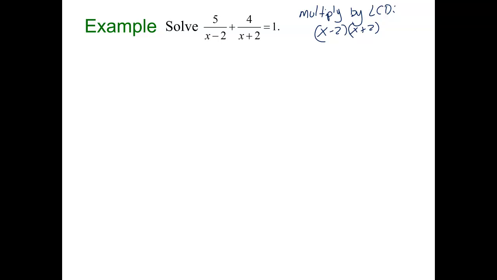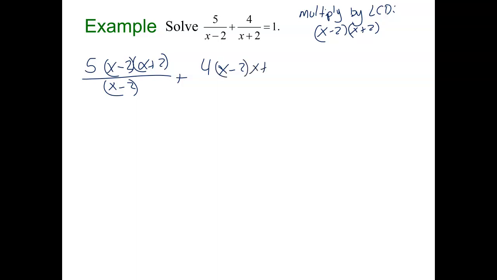Make them go away. So 5 times x minus 2, x plus 2 over x minus 2, plus 4 times x minus 2, x plus 2, all over x plus 2, equals 1 times x minus 2, x plus 2. That's a 2, believe it or not. So what cancels in the first one? What cancels in the second one? What cancels in the last one?